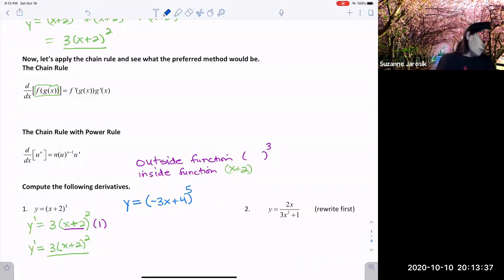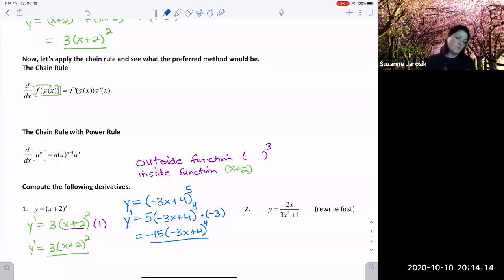So our first move is to apply power rule. 5 gets multiplied by the 1 in front. I leave the inside alone. I take 1 away from my power. Now I multiply by the derivative of the inside. And in this case, it's nothing symbolic. There's an actual negative 3x that I'm taking the derivative of, which means I multiply by negative 3. So that would mean my derivative is negative 15 times negative 3x plus 4 to the 4.